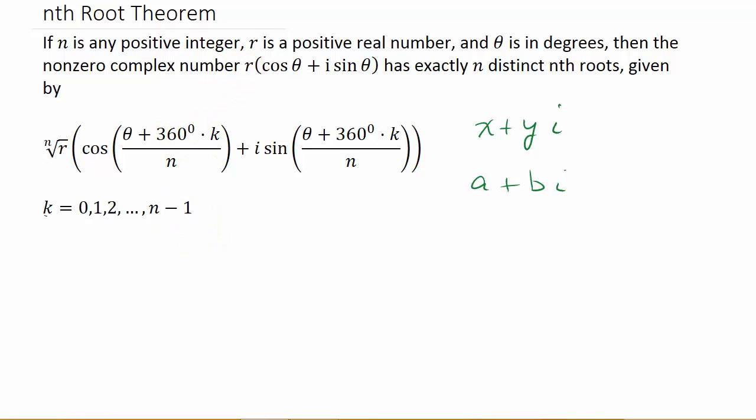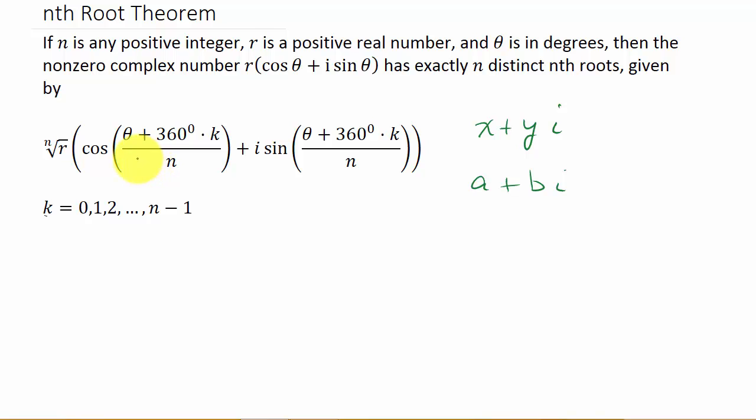The other thing I want to say about this is that this right here is when it's in degrees. You can just as easily do it in radians. It's just that the 360 would be 2 pi instead of 360 if you're doing it in radians. I'm going to do the example in degrees. If you want to do it in radians, it's the same thing. Alright, so let's go ahead and get started.